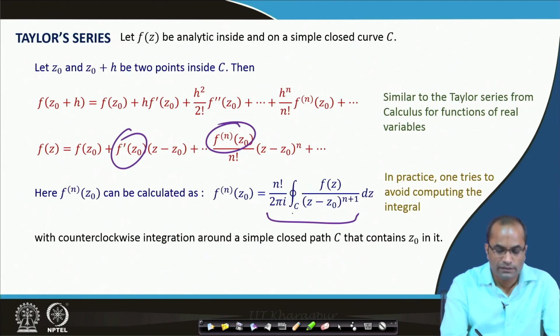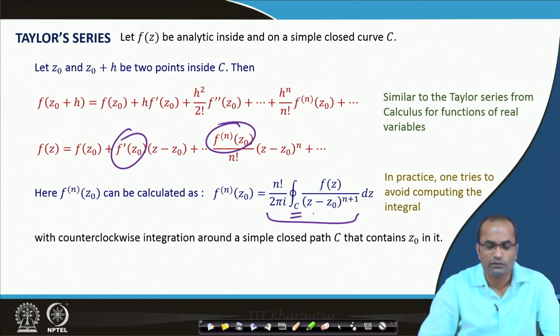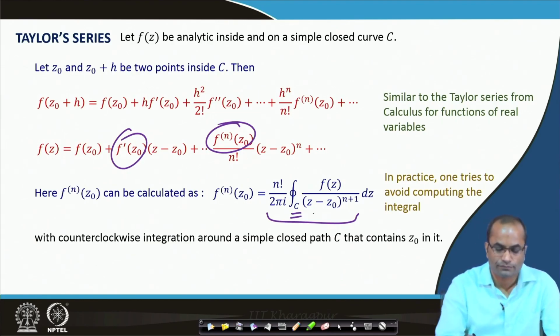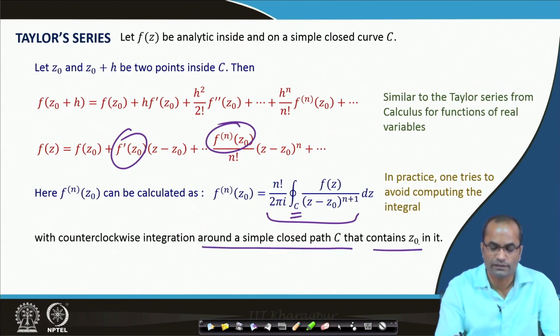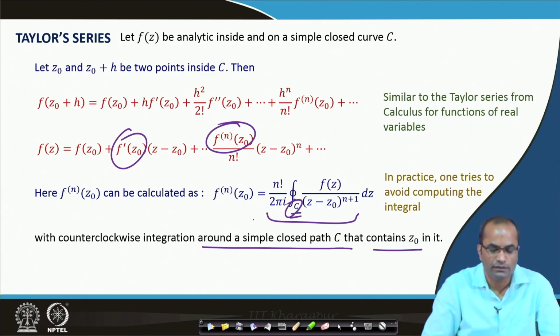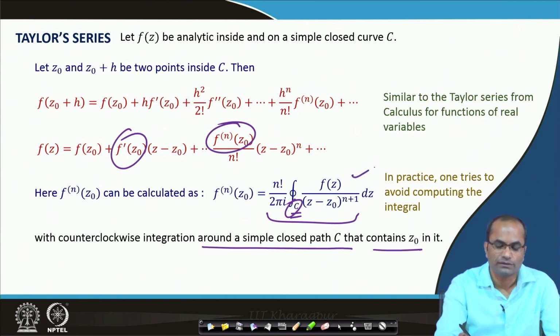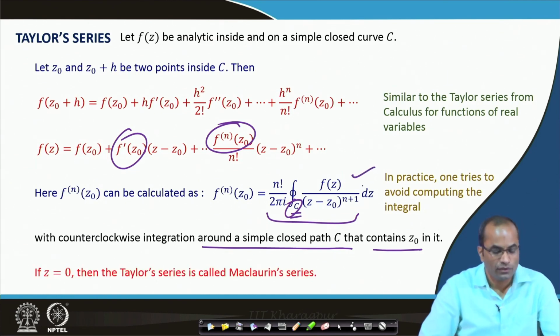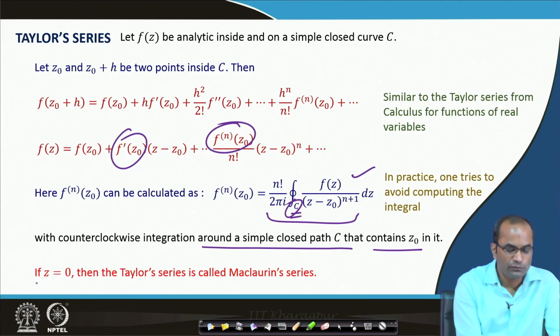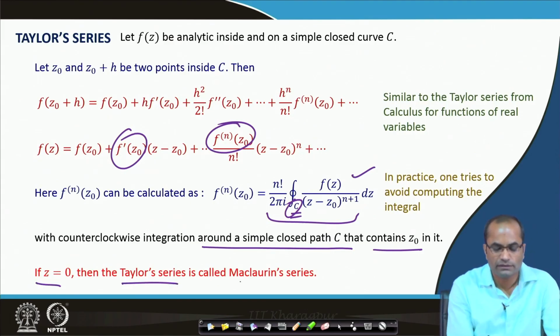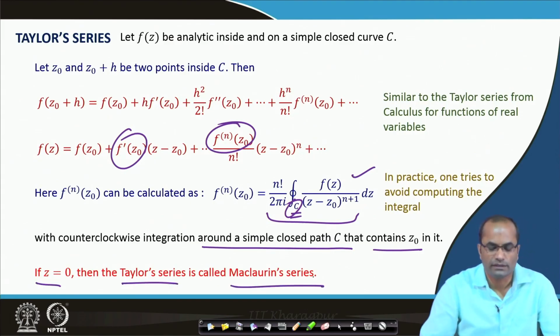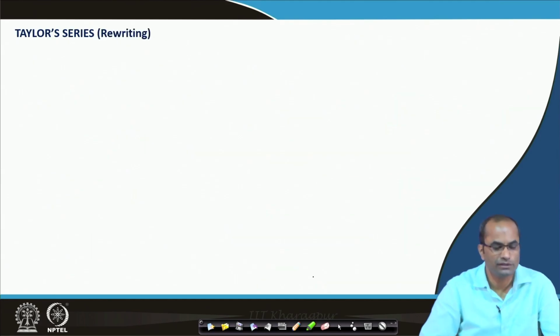So, concerning this C here, that can be any curve around this simple closed path that contains z0. So, containing this z0 point, we can take actually any simple closed path and this integration can be done. Okay, so, if z0 equals 0, this Taylor series is called the Maclaurin series, that is another name of this Taylor series for z0 equal to 0.